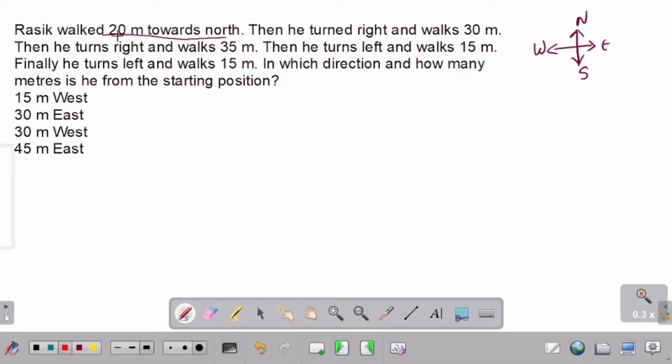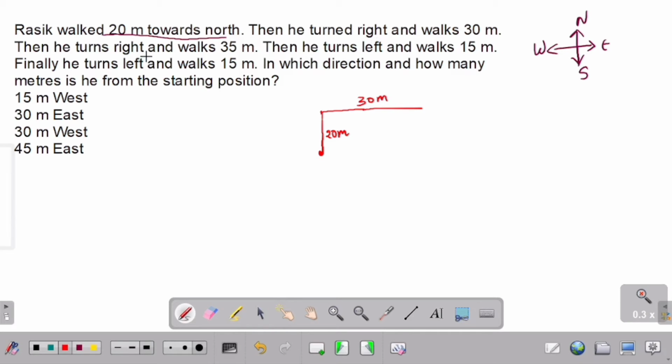Rasik walked 20 meters towards the north. So this is the starting point. He is walking 20 meters towards the north. Okay, right. So this is 20 meters. Completed. So now then he turned right. This is my right. He turned right and walked 30 meters.